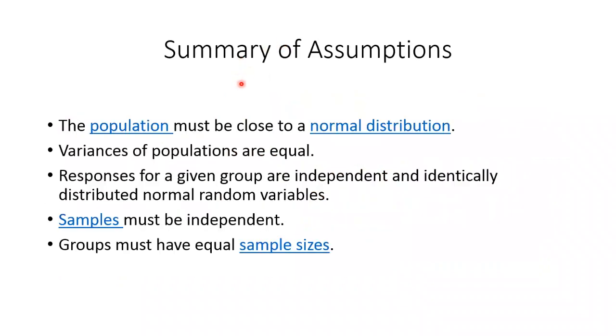The summary of these 6 assumptions: the population must be close to a normal distribution. This is actually a condition of the central limit theorem. Variances of populations are equal. Again, the central limit theorem. Responses for a given group are independent and identically distributed normal random variables. Samples must be independent and groups must have equal sample sizes.